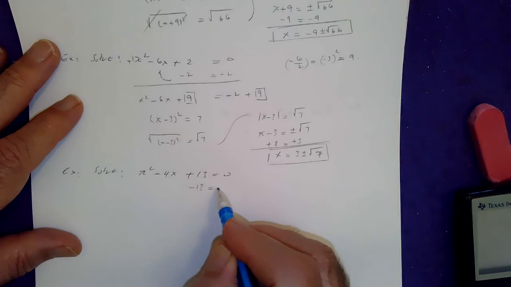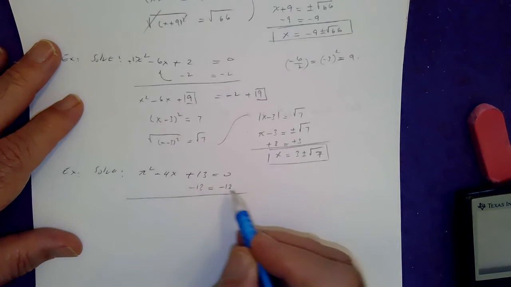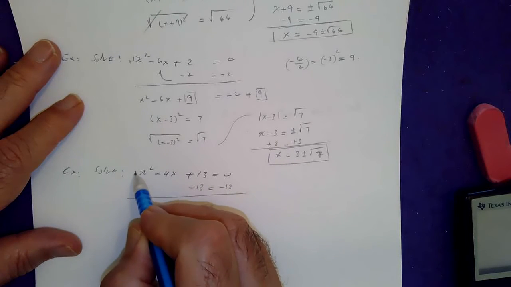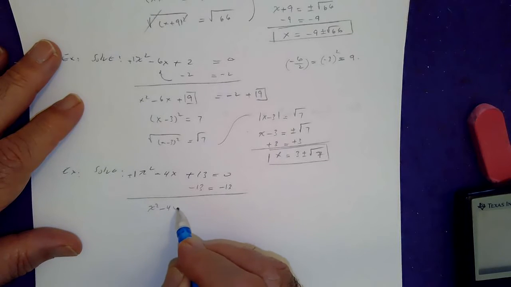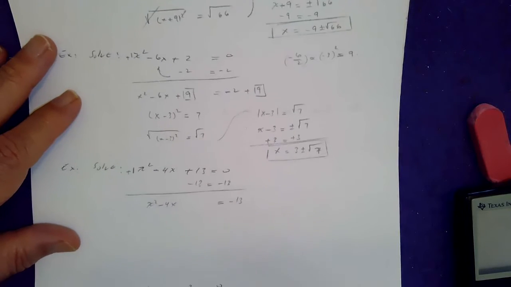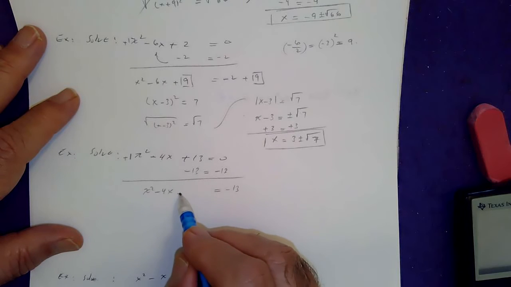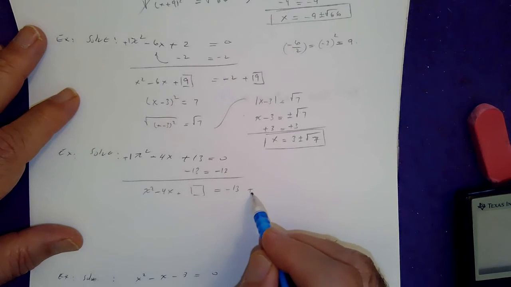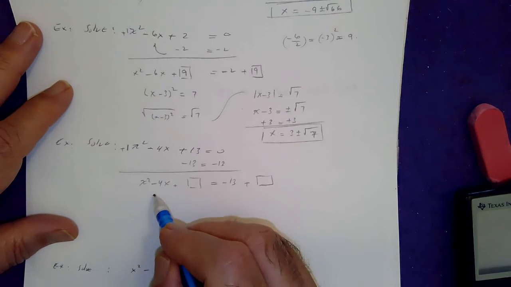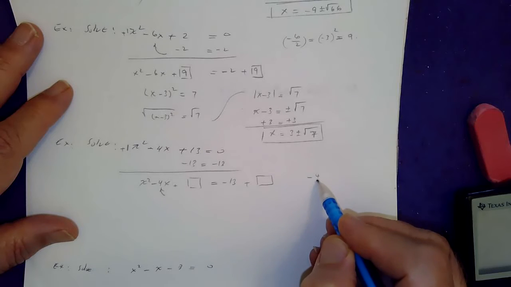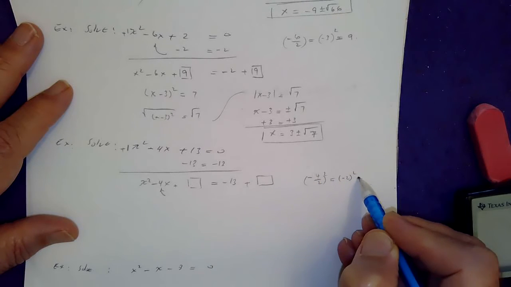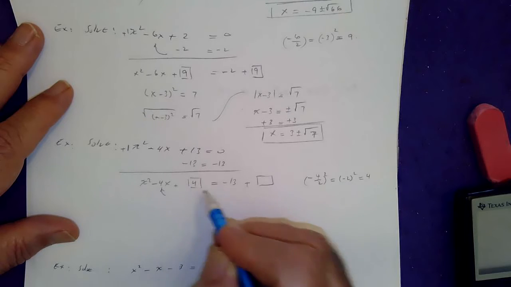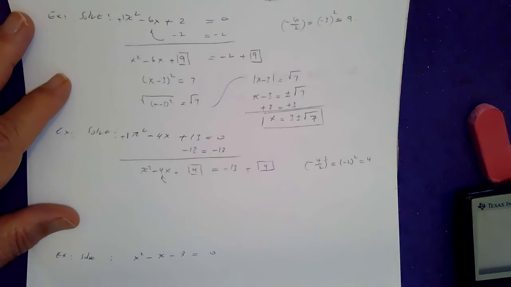Right here, we subtract 13. Make sure the leading coefficient is positive 1. So you get x squared minus 4x equals -13. Now, the question is, what do I add to both sides of this equation? Take half of the coefficient of x, which is what? -2, square it, which is 4. So you get to add 4 to both sides.